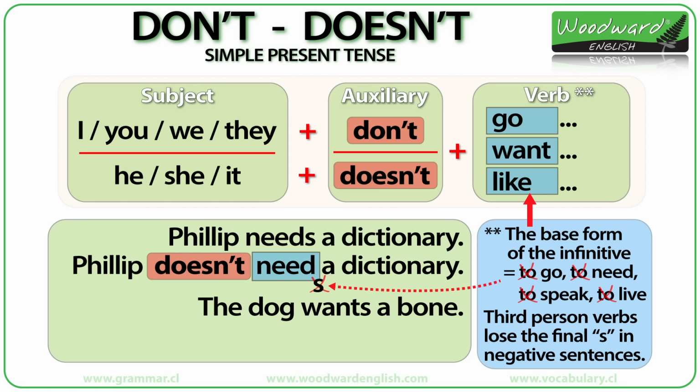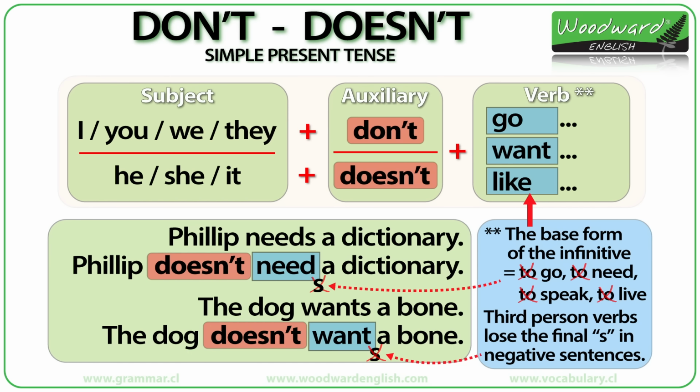The dog wants a bone. We use wants because the dog is it. We use it for animals and things. It wants a bone. So, the dog wants a bone. What is the negative of this? The dog doesn't want a bone. No S at the end of the verb want.